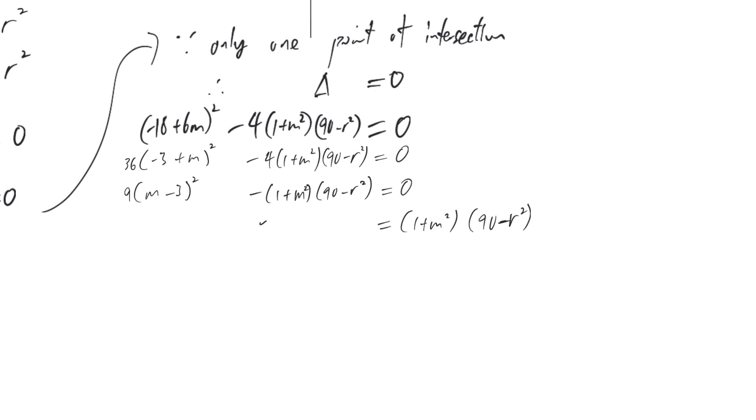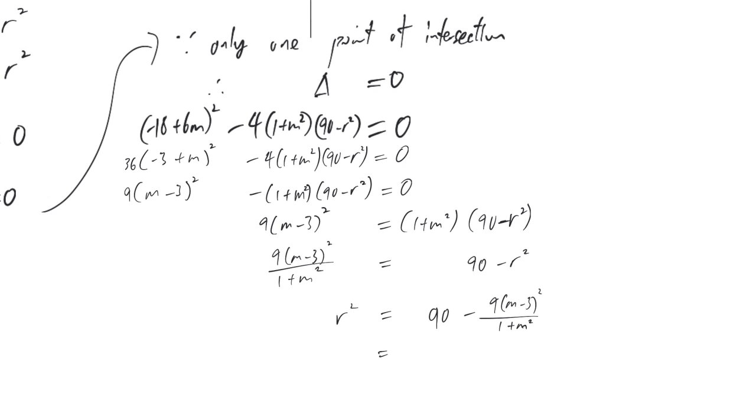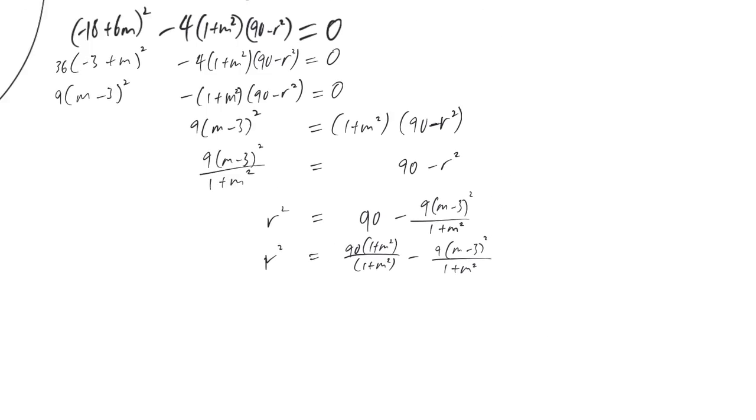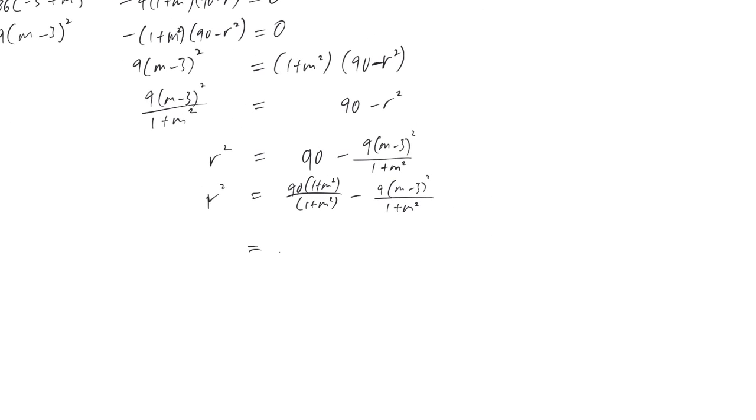Sometimes it's not necessary for us to explain it. So I think this is more straightforward. I don't want this factor, so I divide both sides by the same factor. We get 90 minus r squared alone. Finally, r squared is 90, and then minus this fraction. To combine them, both sides times the same thing, 1 plus m squared. It's closer to our target, then we just keep simplifying it.